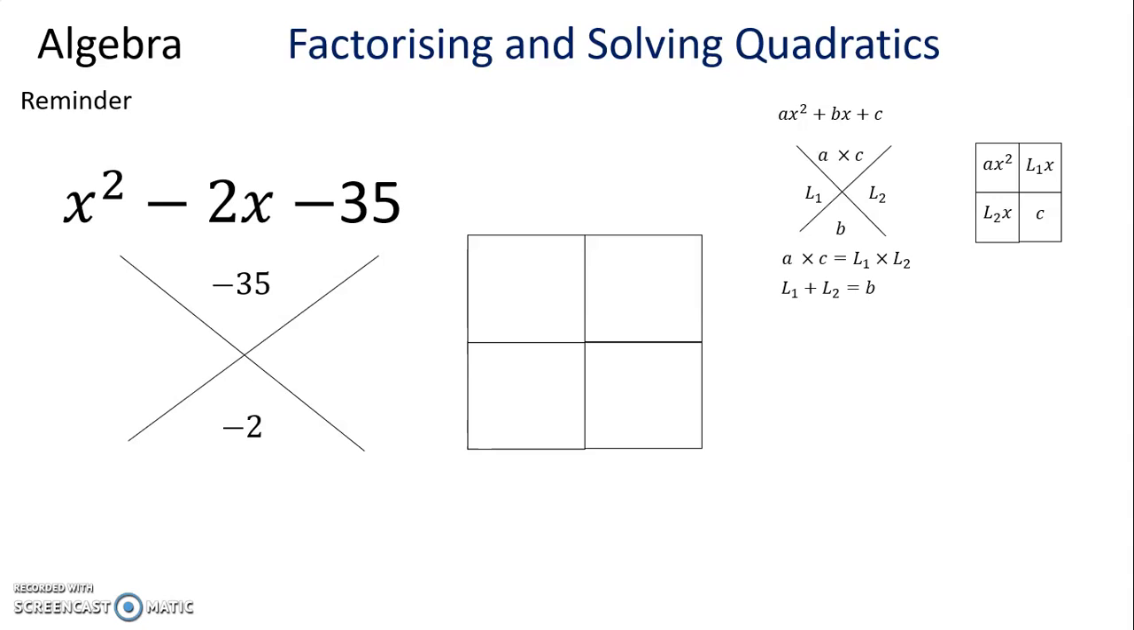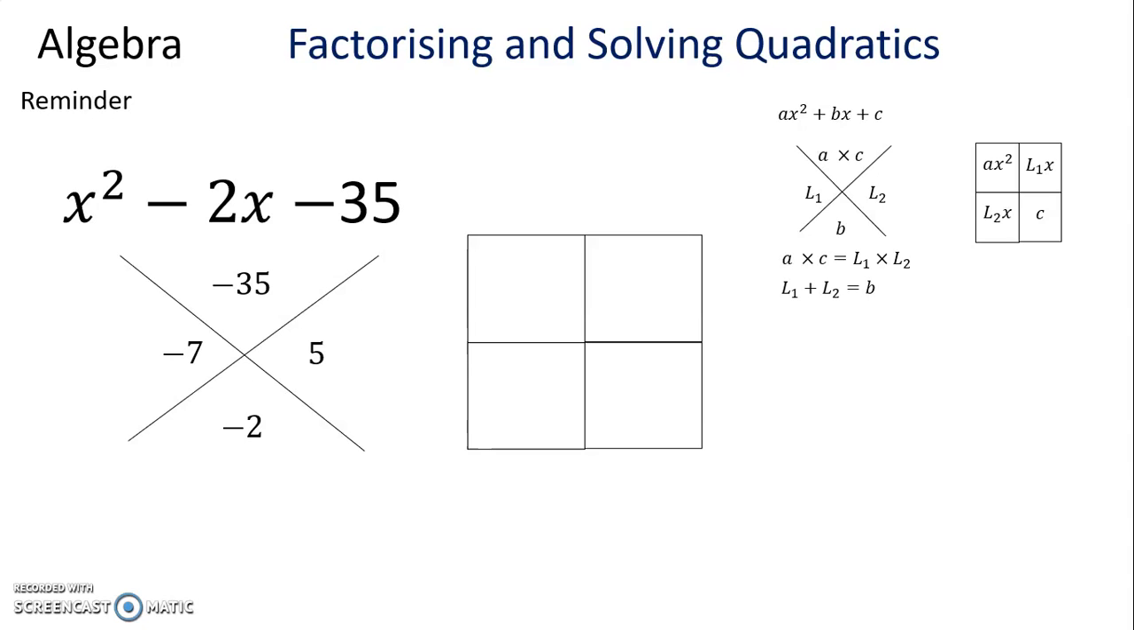But if I'm going to multiply them to make negative 35, then one of them has to be negative, because a negative times by a positive will give me a negative. And because when I add them, I want the answer to be negative 2, it's going to have to be negative 7 and positive 5.